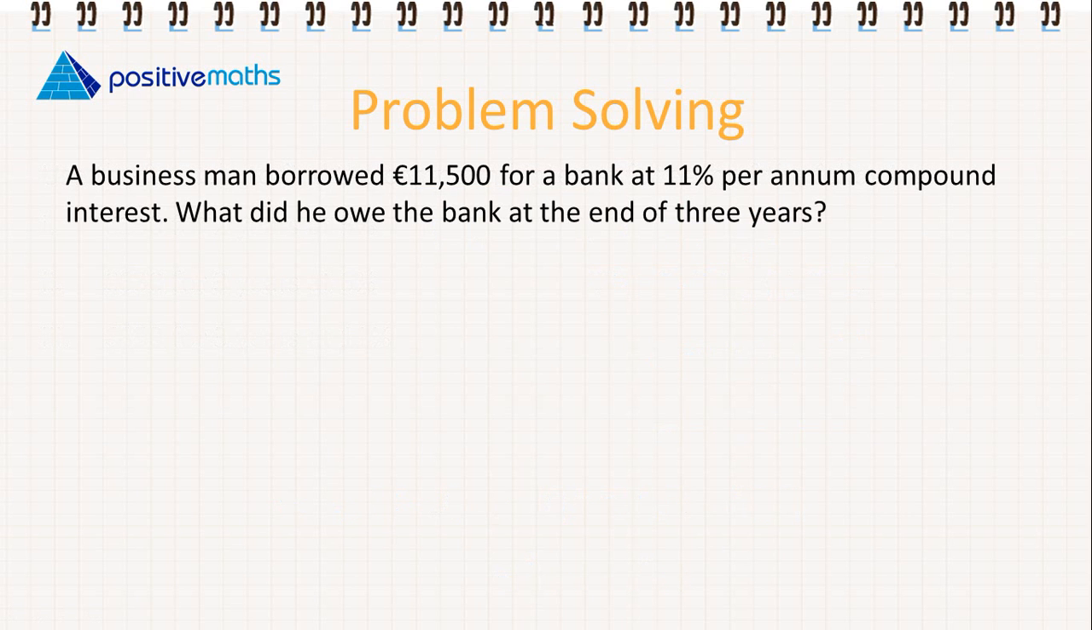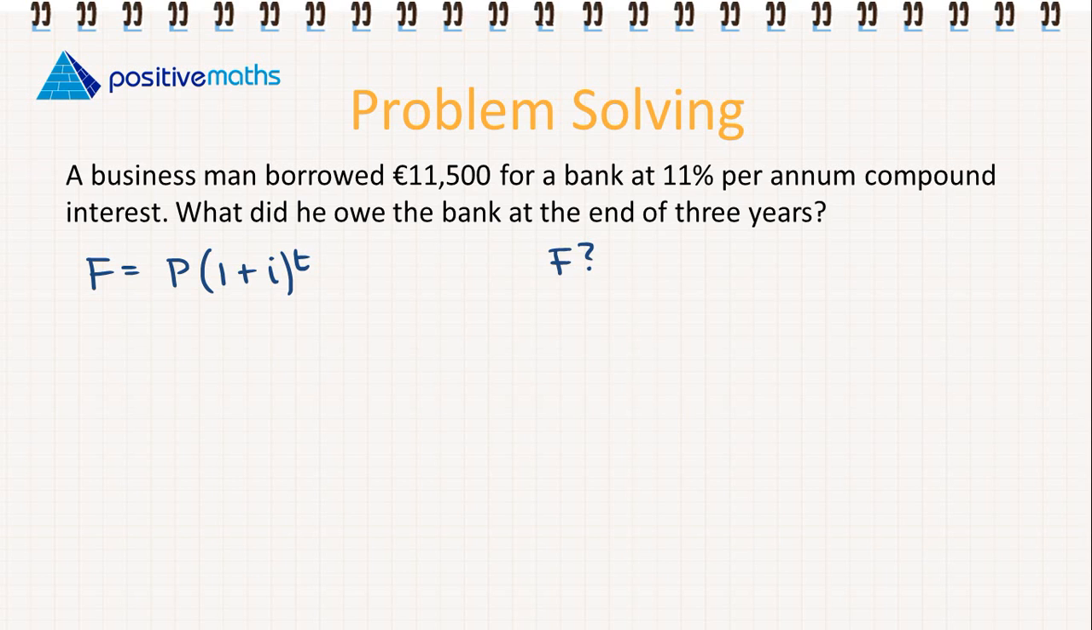So the next problem. A businessman borrowed €11,500 from a bank at 11% per annum compound interest. What did he owe the bank at the end of 3 years? Okay, so again we need to write down our formula. F is equal to P, 1 plus I to the power of T.